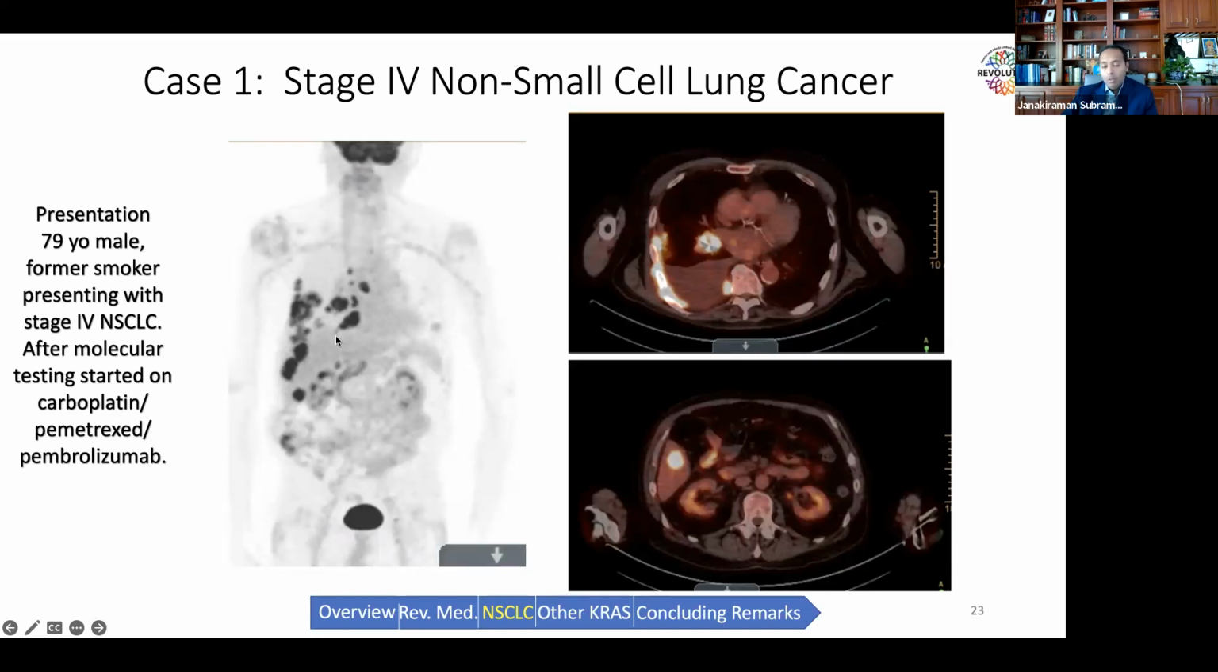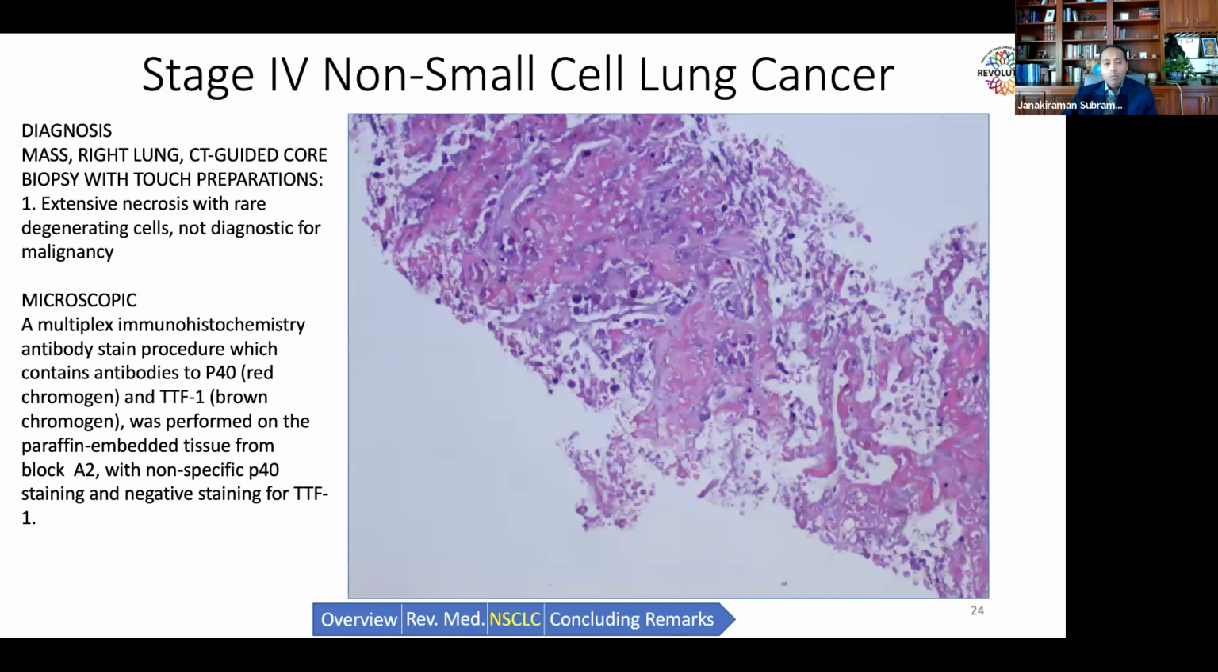So the standard of care approach would be to do molecular testing on this tumor and then start treatment. And this patient, because they did not have some of the classical drivers, was started on an appropriate frontline regimen with carboplatin, pemetrexed, and pembrolizumab. But before that, the question is, what did we see on the biopsy? So here you have the right lung CT-guided core biopsy sample.